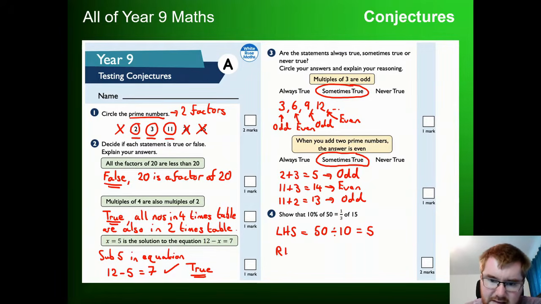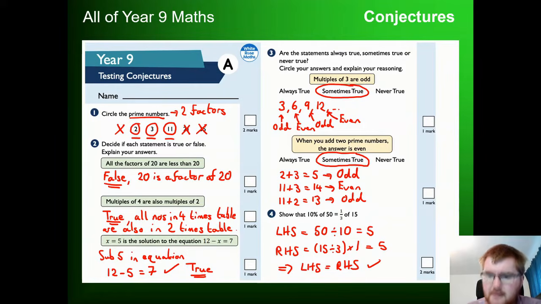The right hand side, so to find a third of 15, we divide by the bottom and times by the top. So we do 15 divided by 3 times 1. And that's going to be equal to 5. And notice the left hand side, therefore, is equal to the right hand side. So that is going to be true. So 10% of 50 is the same as 1/3 of 15, which is always 5 as well.